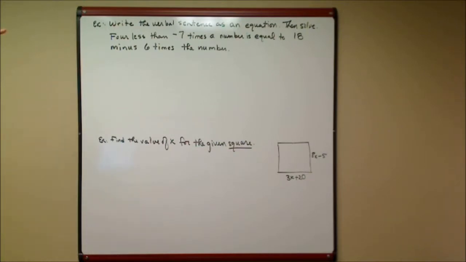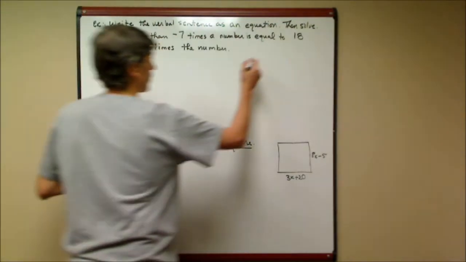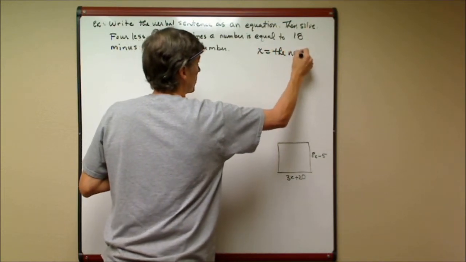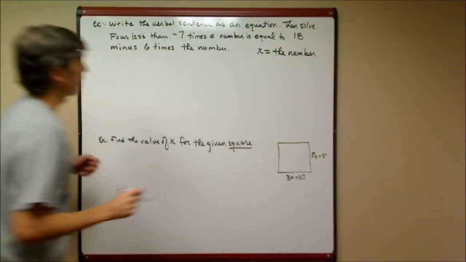It says, write the verbal sentence as an equation, then solve. 4 less than negative 7 times the number is equal to 18 minus 6 times the number. Well, that's a little confusing. I'm going to have to read that one again, but I know what I'm looking for here is the number, so I'm going to let x equal the number. That's my unknown. So let me go back and read this.